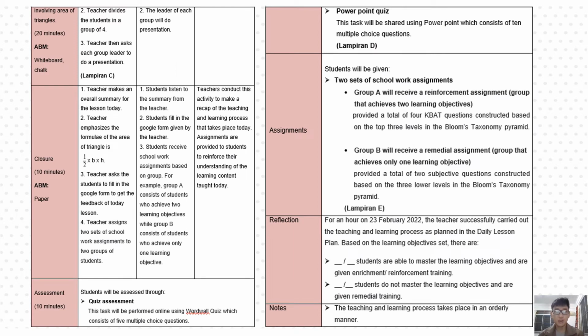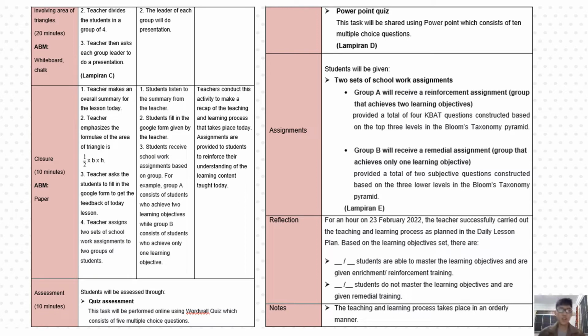Okay, activity 2 is to solve problems involving area of triangles, and this takes 20 minutes, and the ABM is whiteboard and marker pen. Here, the teacher will divide the students into groups of 4 and ask each group leader to do a presentation by giving the worksheet to the students. This worksheet is shown in Lampiran C. The students will make a group discussion and then the leader of each group will do the presentation. As a closure, it will take about 10 minutes and the Alat Bantu Mengajar is paper.